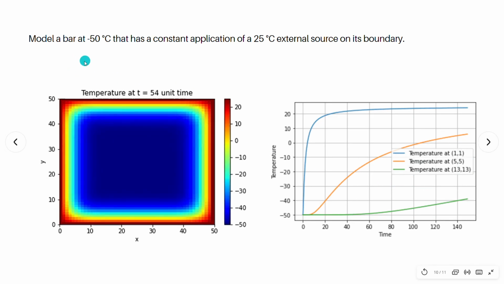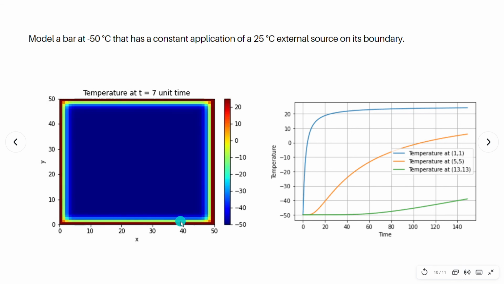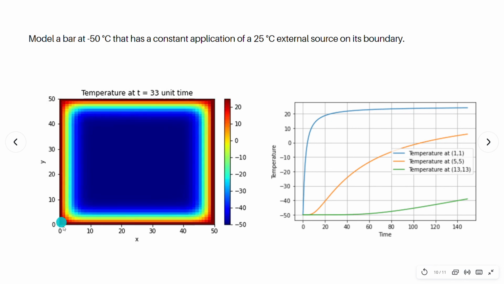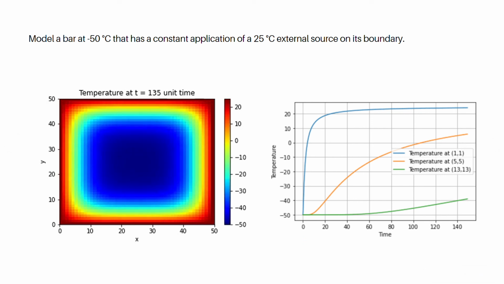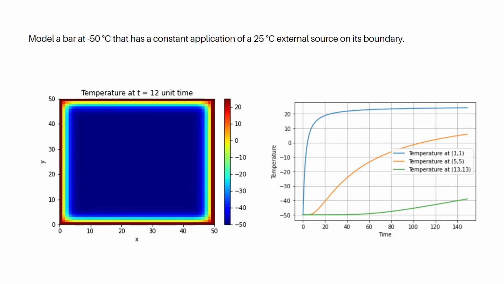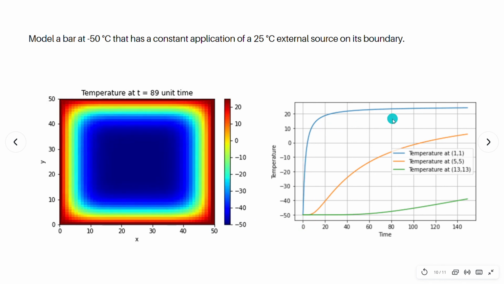Now, on the very same note, we have got another example here. The bar is at minus 50 degrees Celsius initially, and then we have applied a constant temperature of 25 degrees on its boundary. Again, we see a similar result, that the temperature starts flowing from the boundaries up till the middle. Again, we see that the temperature variation is maximum at the boundary point as opposed to the inner point.